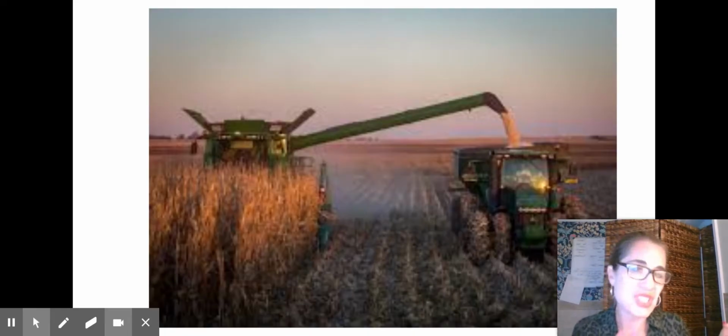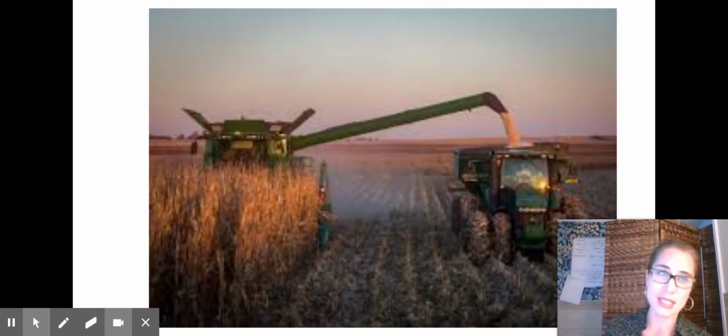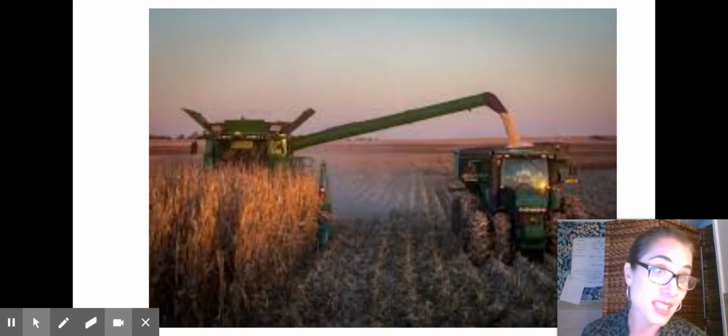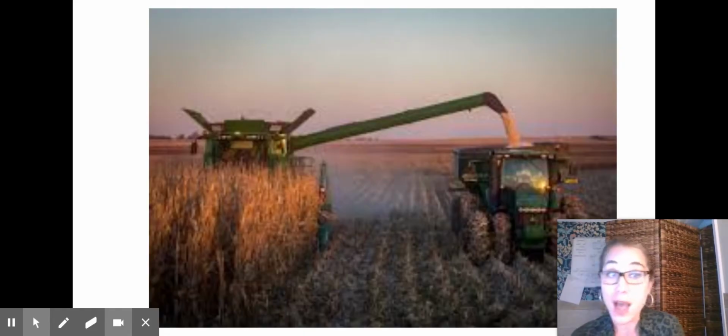How many, just on average, do you tend to see out in the field? More than 50? Less than 20? Less than 10? Less than 5? None? Okay. Maybe you only see one person and equipment, or industrialized equipment like the combine that you see here.